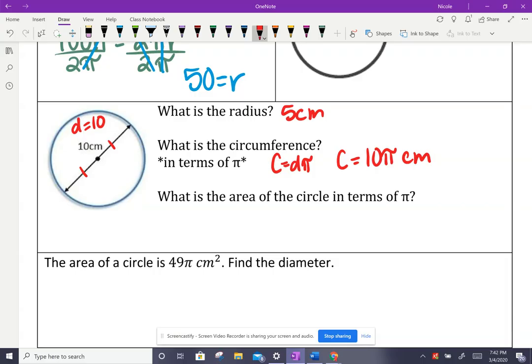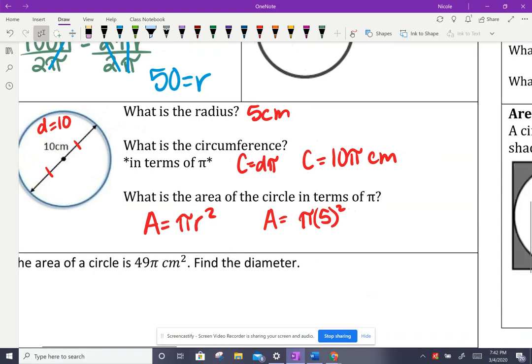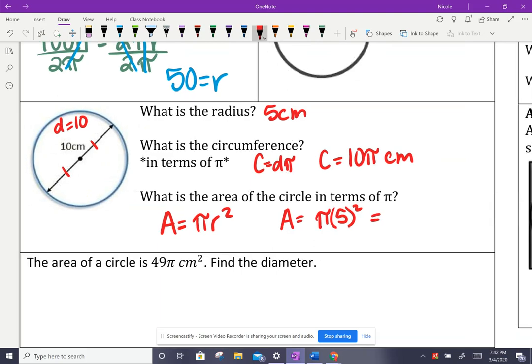And then for the area, we take pi r squared. So area is equal to pi times 5 squared. 5 squared is 25, so my answer is 25 pi centimeters squared. Remember, your unit of measure for area is always squared. Always squared.